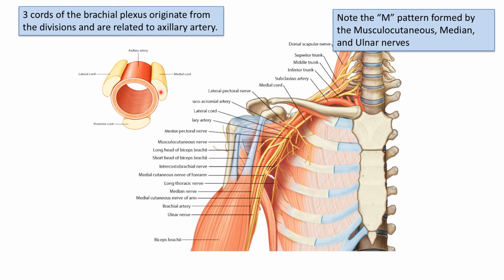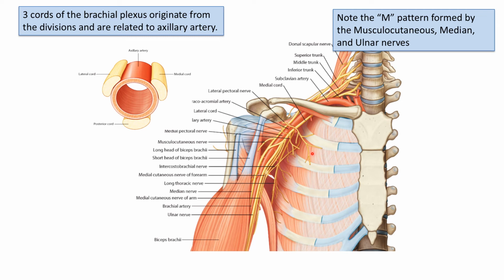This is medial to the axillary artery, we call it medial cord, and this is posterior to the axillary artery, we call it posterior cord. That's the reason you can see the lateral cord, lateral to the axillary artery, and the medial cord, medial to it, but posterior to the axillary artery you cannot see it because it is hidden by the axillary artery, right?